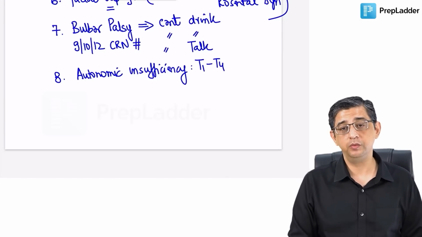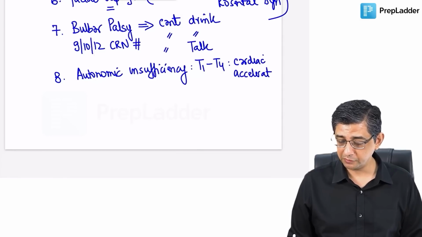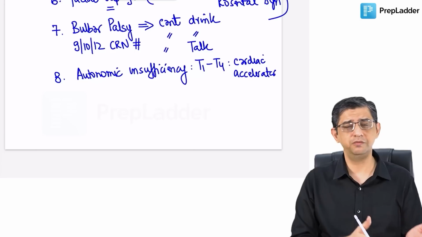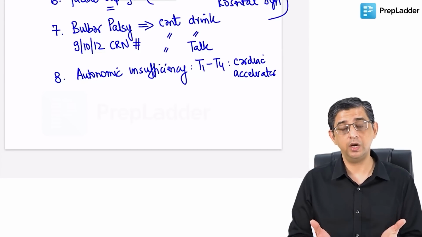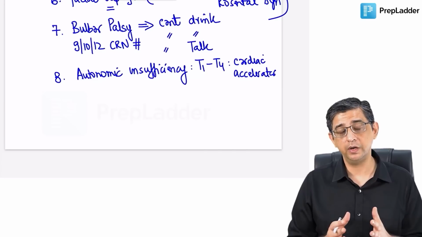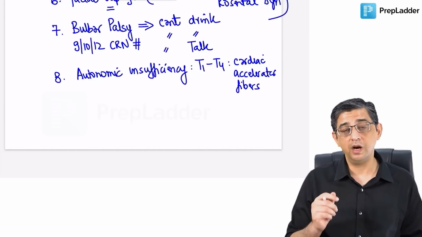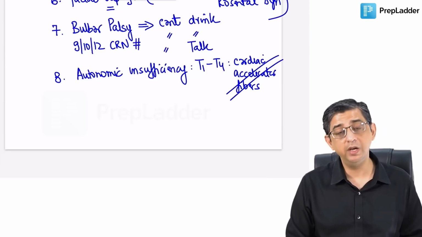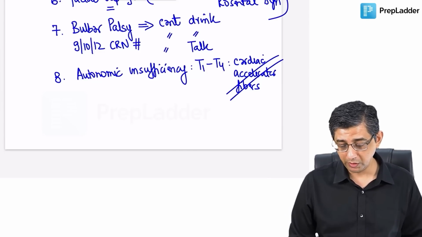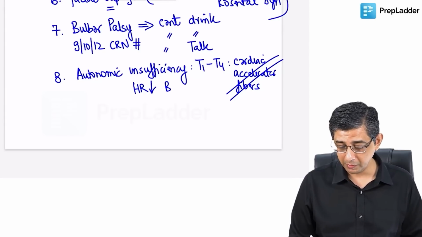Fibers from T1 to T4 are called cardiac accelerator fibers. For example, if I request you, the doctor, can you do 5 sit-ups or 5 push-ups? You guys are young people, so doing a few sit-ups or push-ups is no big deal for you. But when you do sit-ups or push-ups, your heart rate will increase. What will increase your heart rate? The sympathomimetic drive coming from T1 to T4 via the cardiac exciter fibers can increase your heart rate. But in this case, because these fibers are demyelinated, these fibers are damaged, you will notice that these patients can have bradycardia. Because of this bradycardia component, the BP will also be low.